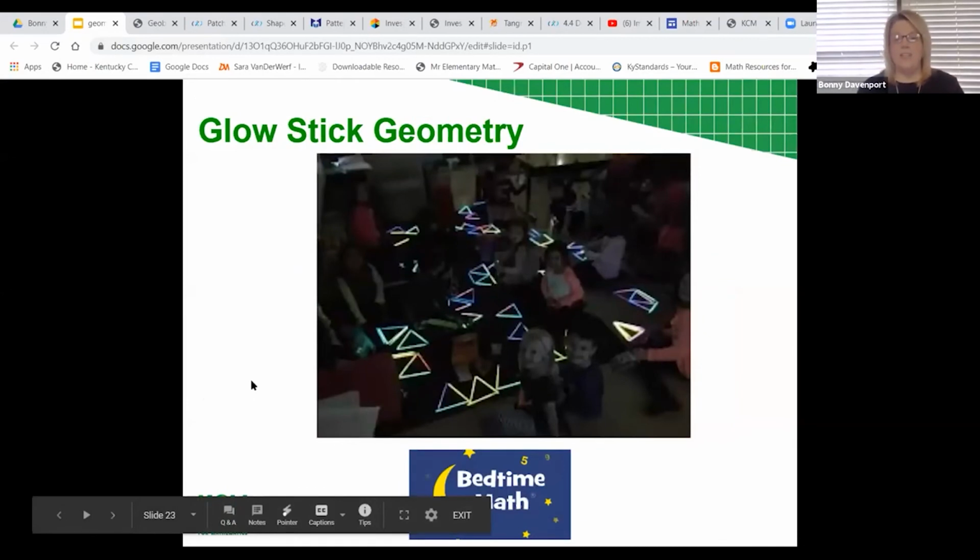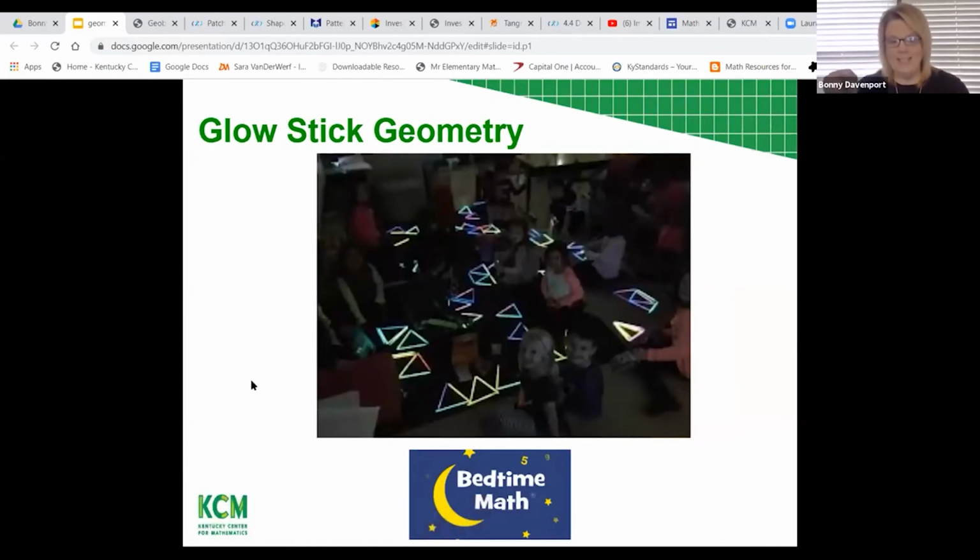All right, Glowstick Geometry. I know Julie has done some bedtime math work. I used to do an after-school club when I was a teacher, and Bedtime Math has all kinds of free resources if you ever want to do an after-school club, and they will send you the manipulatives that you need. But you can see there the kids are building with glow sticks, and they did have a promotion where they were even going to send the glow sticks to your kids, but they ran out of them.